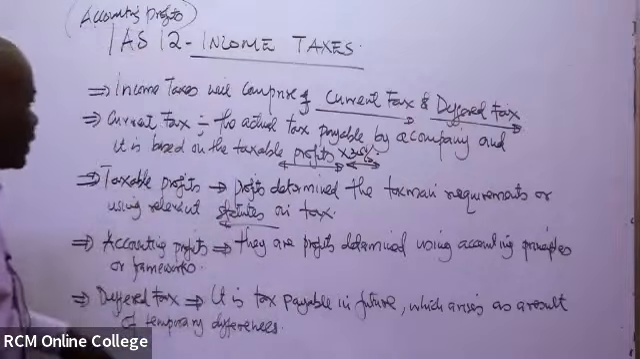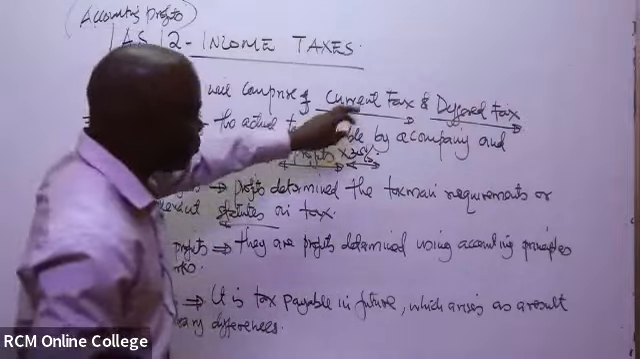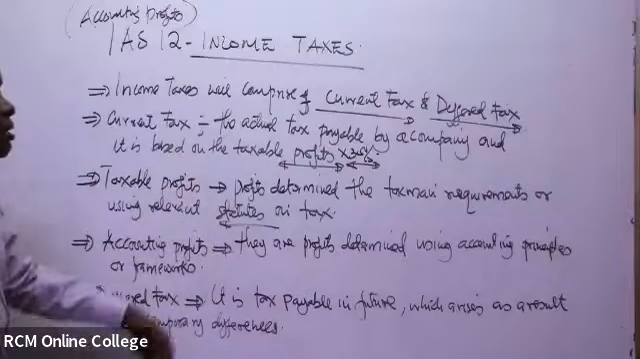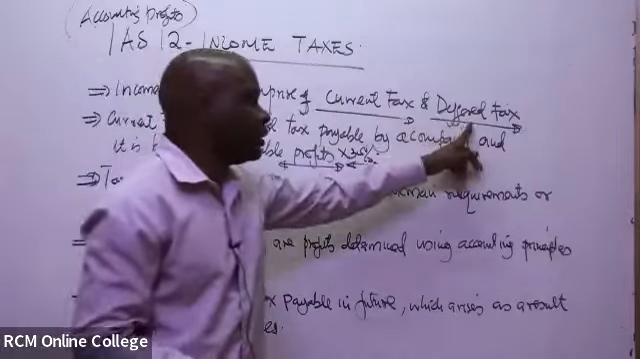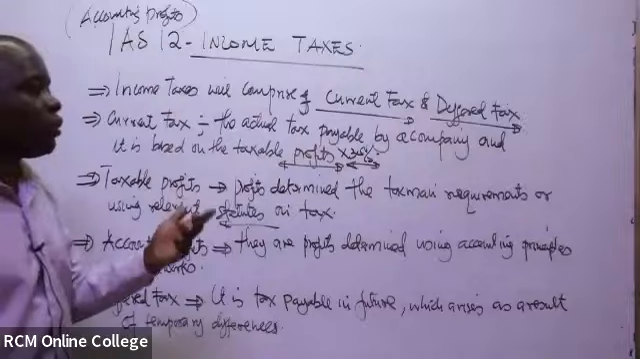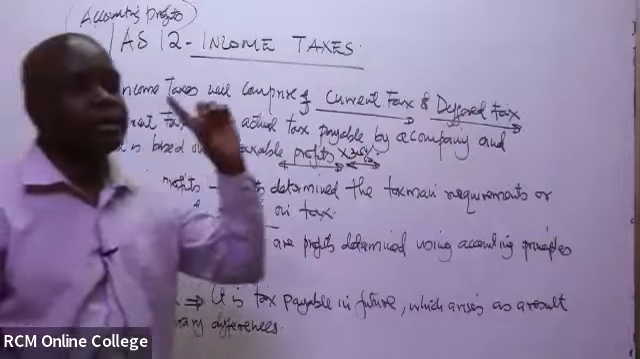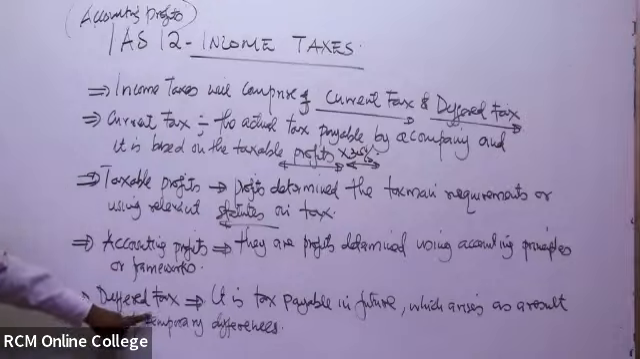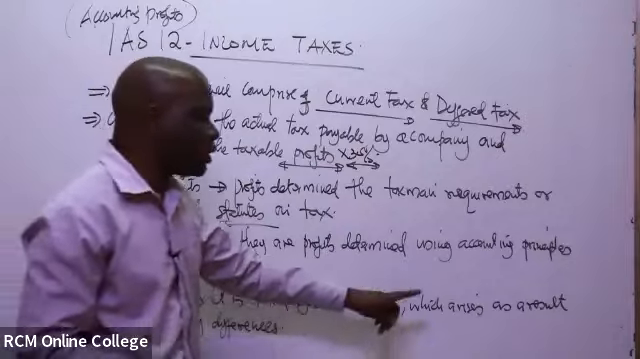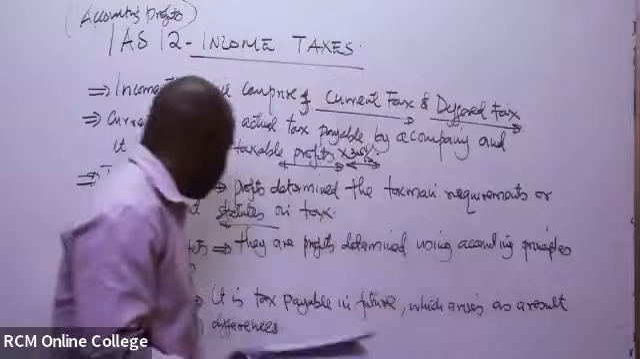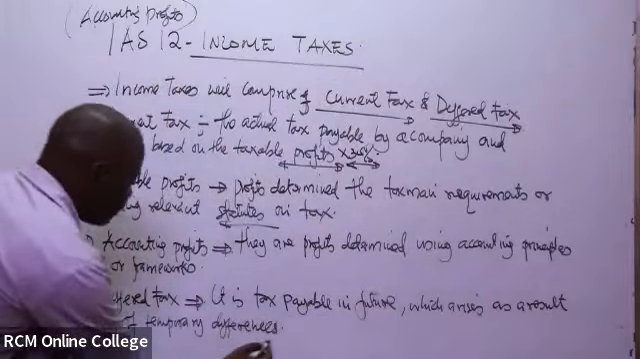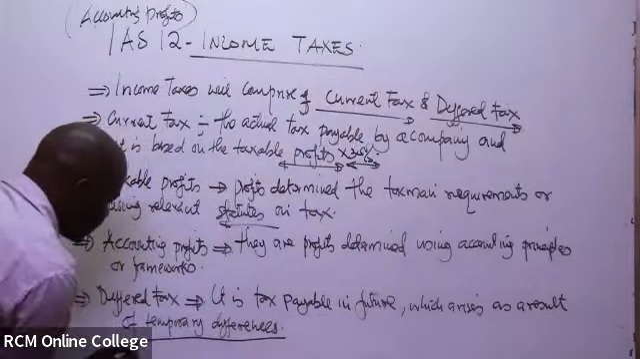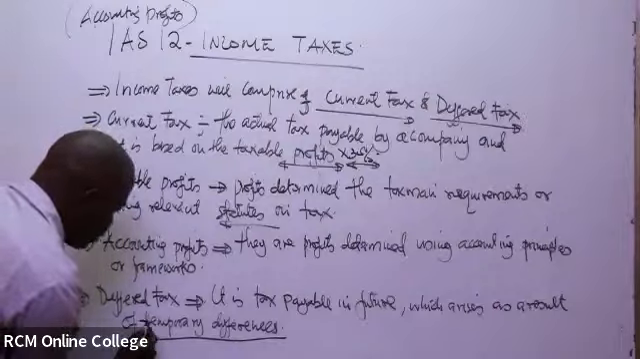So we're saying the current tax is the tax obligation or liability in the current year. But in this case, the deferred tax is that obligation that you'll likely be called upon to pay by the taxman in future. You'll have to pay it in future. So this deferred tax is tax payable in future, which arises as a result of temporary differences. You can underline this one: temporary differences.